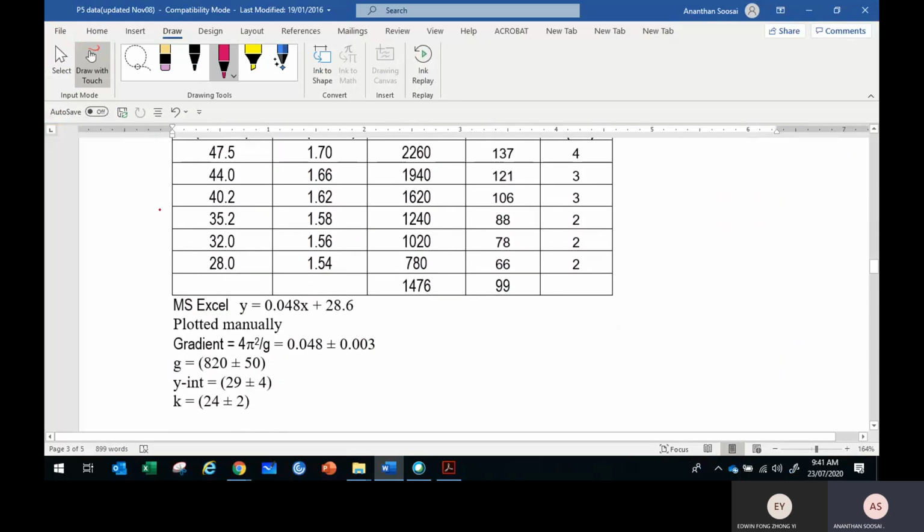If you want, you can take down the answer also. After you're done, you can check your answer. For gravity, the gradient must get 820 plus minus 50. Y-intercept is 29 plus minus 4. K is 24 plus minus 2. Okay, so this is your homework. Give it a try, and I will discuss it next Thursday. Any questions? Okay, no problem. Good. Okay, stop here.